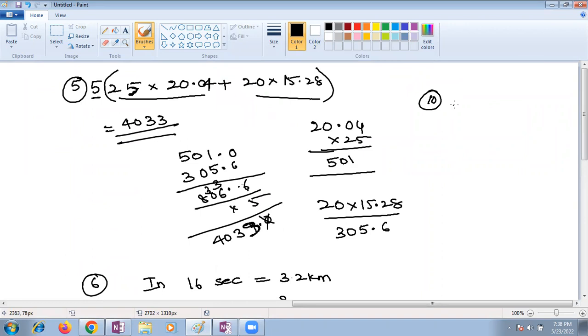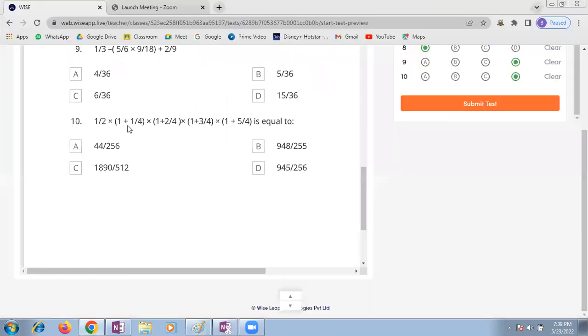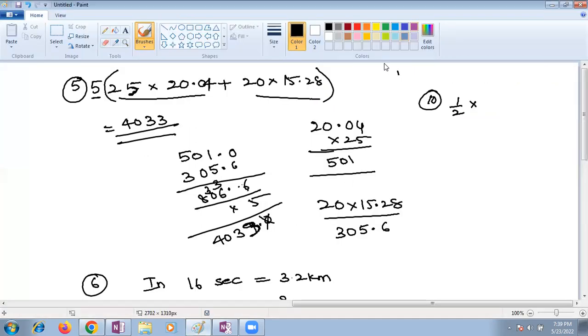Tenth bit, half multiplied with what is in the bracket, Nana? 1 plus... There is another number, 1 minus... it's this is 1 plus 1 by 4. 1 plus 1 by 4 is how much, children? 5 by 4. So this is 5 by 4. Next part, let me do the same thing, you can simplify further.